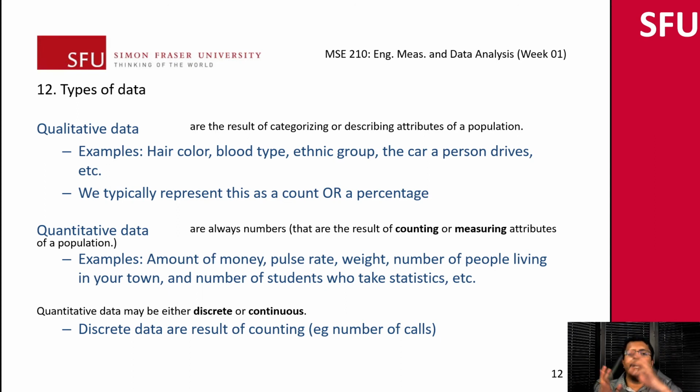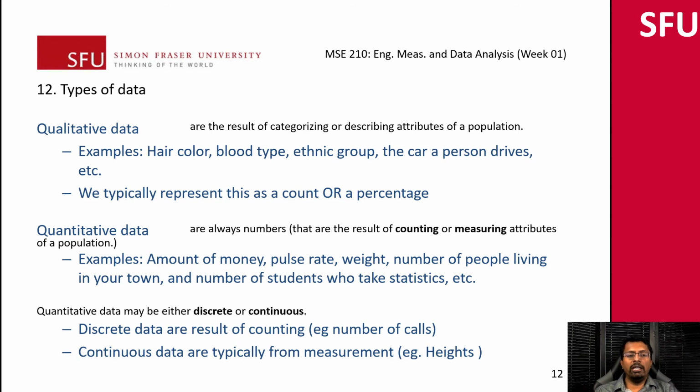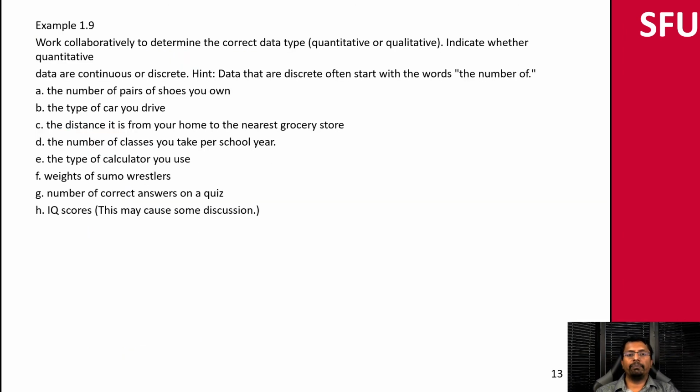A continuous variable, or a continuous statistic, is something like heights and so on. Continuous would be something that varies continuously from minus infinity to plus infinity. An example here: you can work collaboratively and determine whether these are quantitative or qualitative. For example, you look at the number of pairs of shoes, and if it's quantitative, you can decide whether it is continuous or discrete. Generally, if you have something which is a number of, then it's countable, and then it's going to be discrete. An example here: the number of pairs of shoes, types of car you drive, and so on. Now again, you can pause the video and see if you can answer this question.